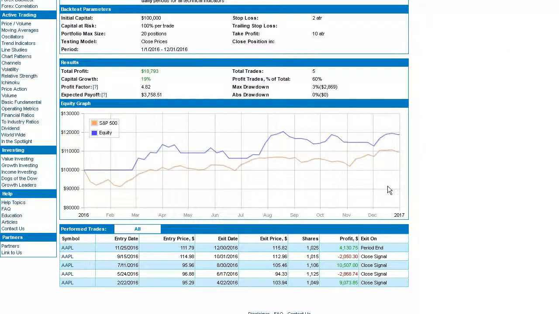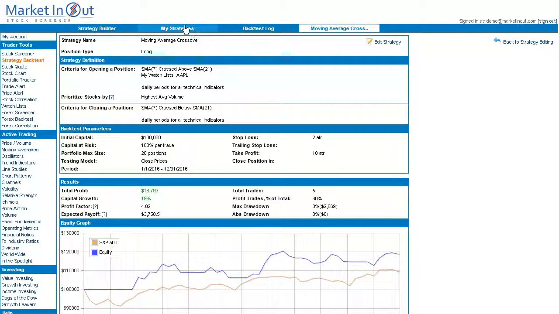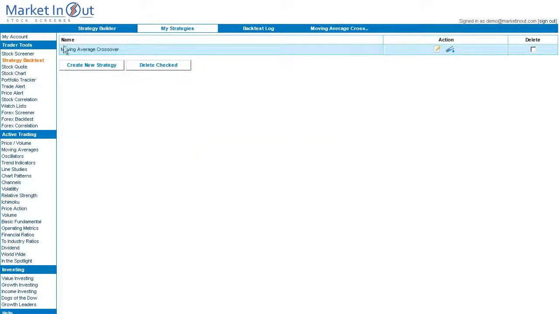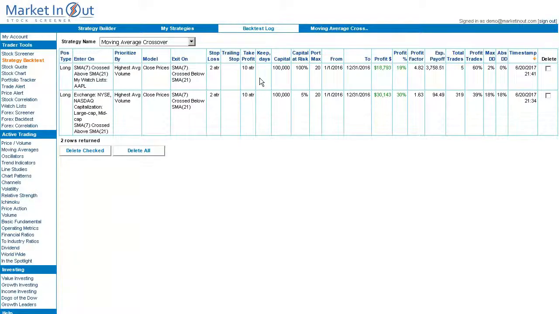Let's go to the My Strategies page, and we see our strategy is here. We can click here to go back to the editing page, or here to run a backtest for it. Now let's review the backtest log page. It can be very helpful as it displays the results for all backtests that we have ever run for a certain strategy. Each row in the table corresponds to one backtest previously run.